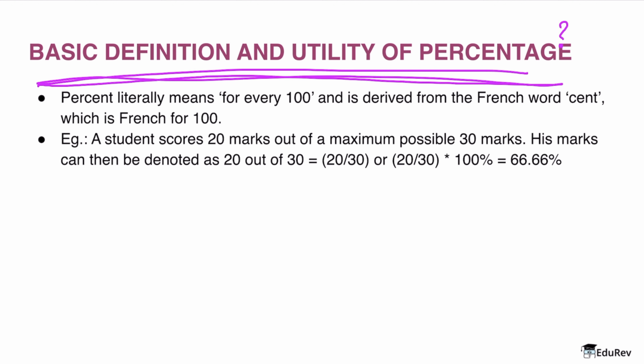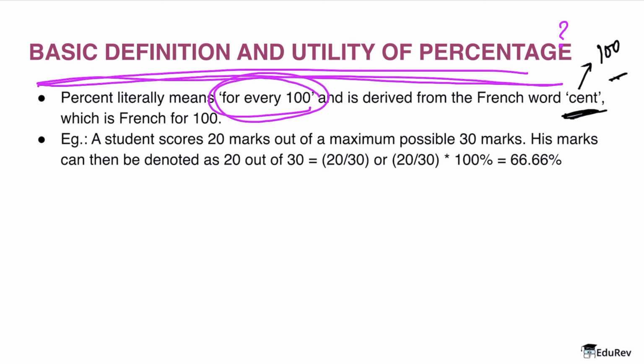Okay. So now the percent literally means what? For every 100, and it's actually derived from a French word which is called what? Cent. Alright. And this actually means 100. Now the basic utility of percentage arises from the fact that it's one of the most powerful tools out there for comparison on numerical data and information. It's also one of the simplest tools for comparison of data.